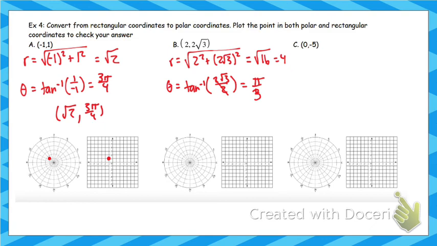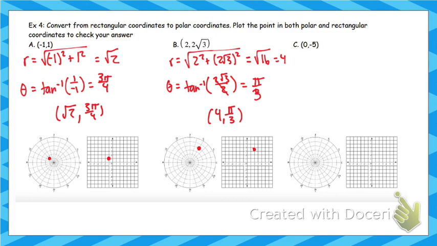So if I were to plot that (2, 2√3) in rectangular, if you don't know what 2 times the square root of 3 is, we could plug that in. I can get the decimal. It's almost 3.5. So 2 comma about 3.5. Then the point (r, theta), (4, pi over 3): go to the angle pi over 3 and move 4 rings out. And there's my point.